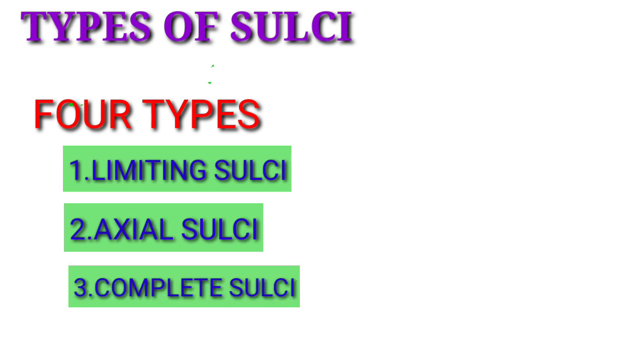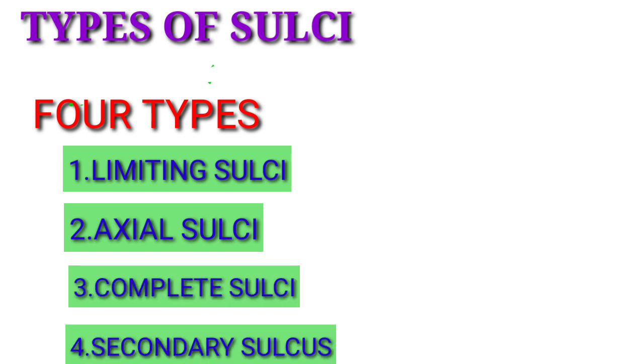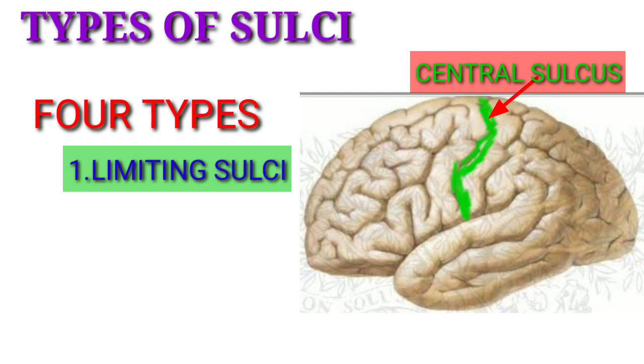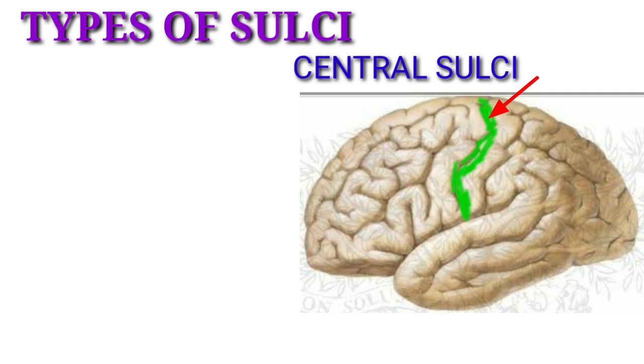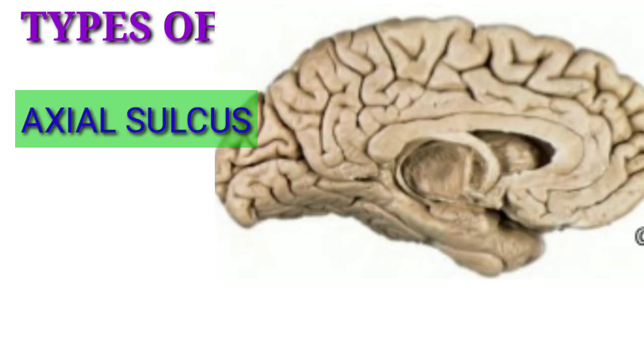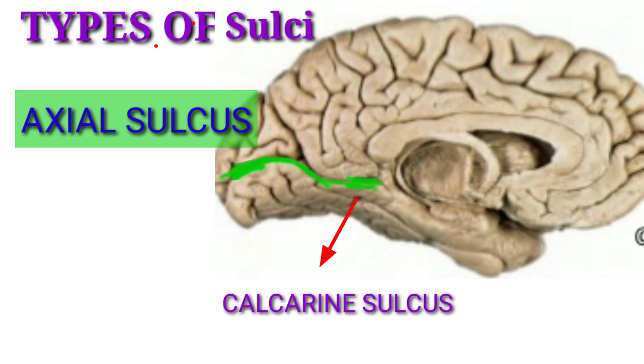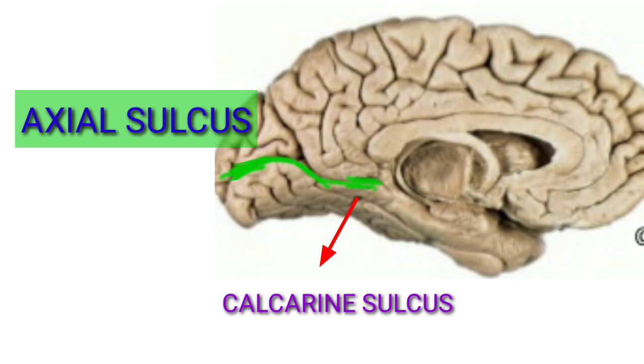Next, let us see the types of sulci. There are four main types of sulci on the cerebral hemisphere: the limiting sulcus, axial sulcus, complete sulcus, and secondary sulcus. The limiting sulcus separates the areas of cortex which differ in structure and function. Example, the central sulcus. The axial sulcus develops in the long axis of a rapidly growing cortical area. The posterior part of the calcarine sulcus is an example of axial sulcus.